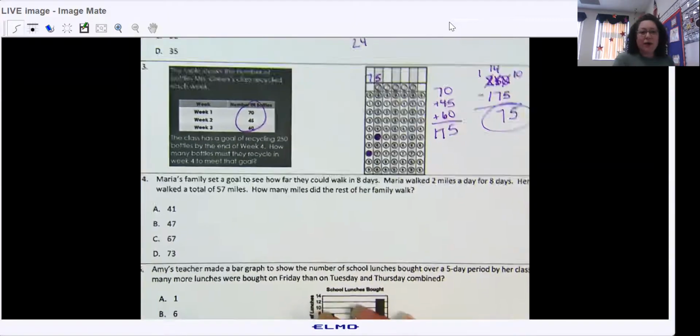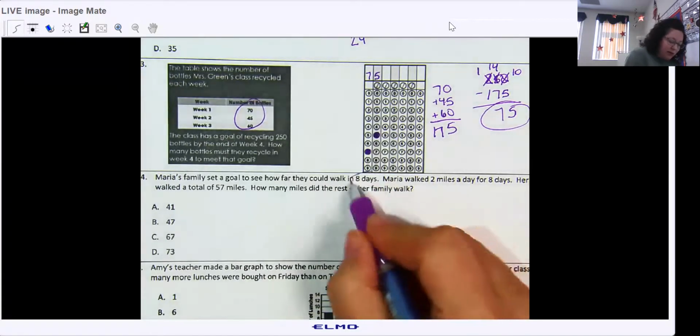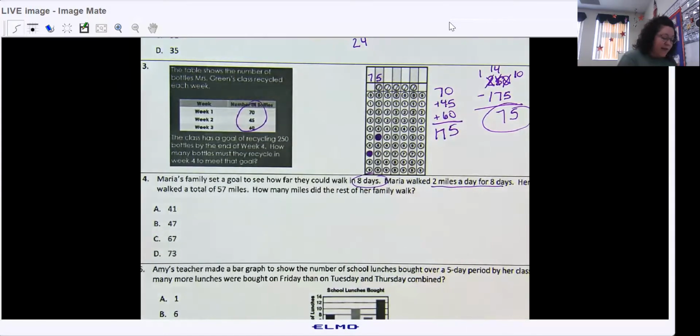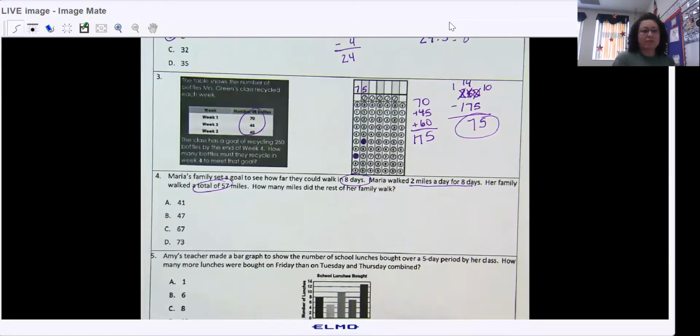Okay, number 4. Maria's family set a goal to see how far they could walk in 8 days. Maria walked 2 miles a day for 8 days. Her family walked a total of 57 miles. How many miles did the rest of her family walk? So the family walked a total of 57. So are we going to multiply or add? No, because we have the total number.